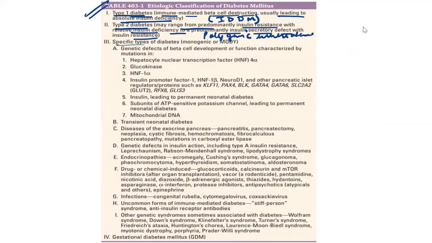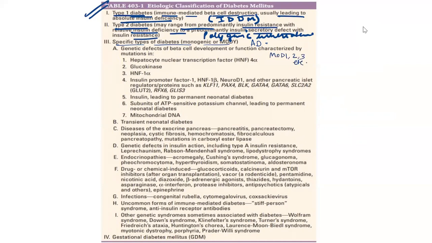Then we have specific types of diabetes, of which one is MODY, that is maturity onset diabetes of the young, and it has a monogenic inheritance. That is, if someone has MODY, then there is a high chance that one of their parents has it too. Okay? And it has an autosomal dominant mode of inheritance. So in maturity onset diabetes of the young, we have many types from MODY 1, 2, 3, etc.